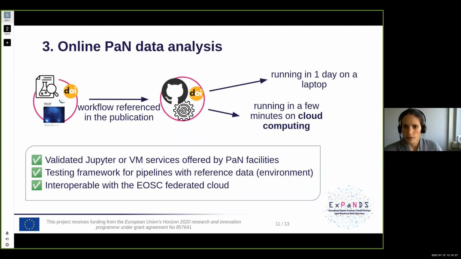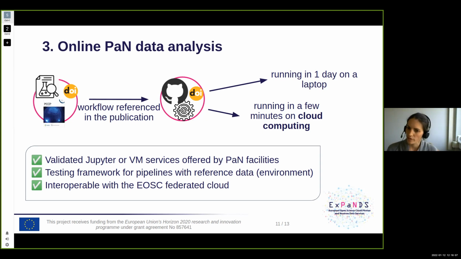And finally, the last example, the online PaN data analysis. Again, in this publication, there is a reference to the workflow that was used. You have the GitHub, there is a DOI, there is also the environment that is needed to run the pipeline. So really, if someone goes to this, he can download it to his laptop and run the whole algorithm. So that's very good. But it will take 1 day to run because the laptop is a laptop.